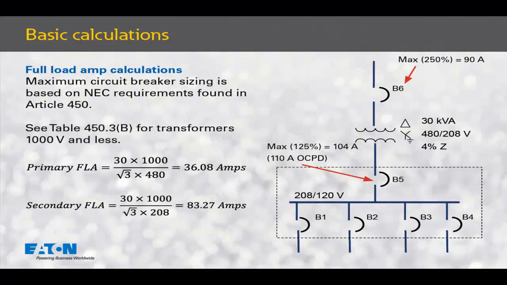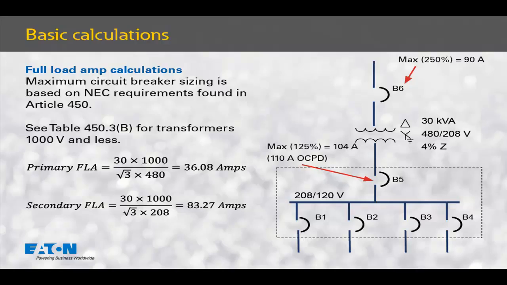The first step is to calculate the primary and secondary full load amps of the transformer and use that information to determine the maximum circuit breaker sizes on the primary and secondary mains for this transformer per National Electrical Code requirements. The primary full load amps is calculated here as 36.08 amps at 480 volts. The secondary full load amps is calculated as 83.27 amps at 208 volts.